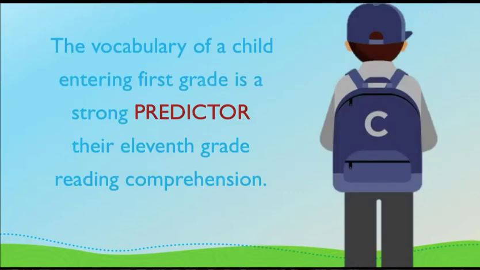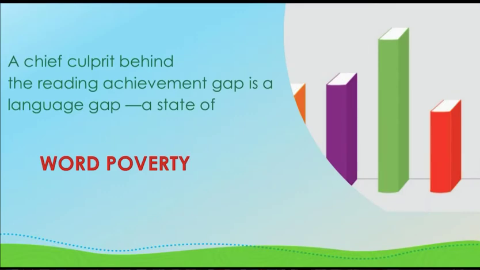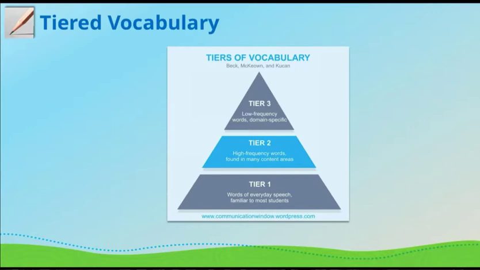And it's important because the vocabulary of a child entering first grade is a strong predictor of their 11th grade reading comprehension. So we have to get them early and we have to address this vocabulary learning, because one of the biggest contributors to that reading achievement gap is a state of word poverty. And we owe it to our students to help them out of that word poverty and to really grasp the vocabulary so that they can make meaning and keep up with their peers. So we know we have to make that difference in elementary school. And one of the ways that we can do it is through tiered vocabulary.